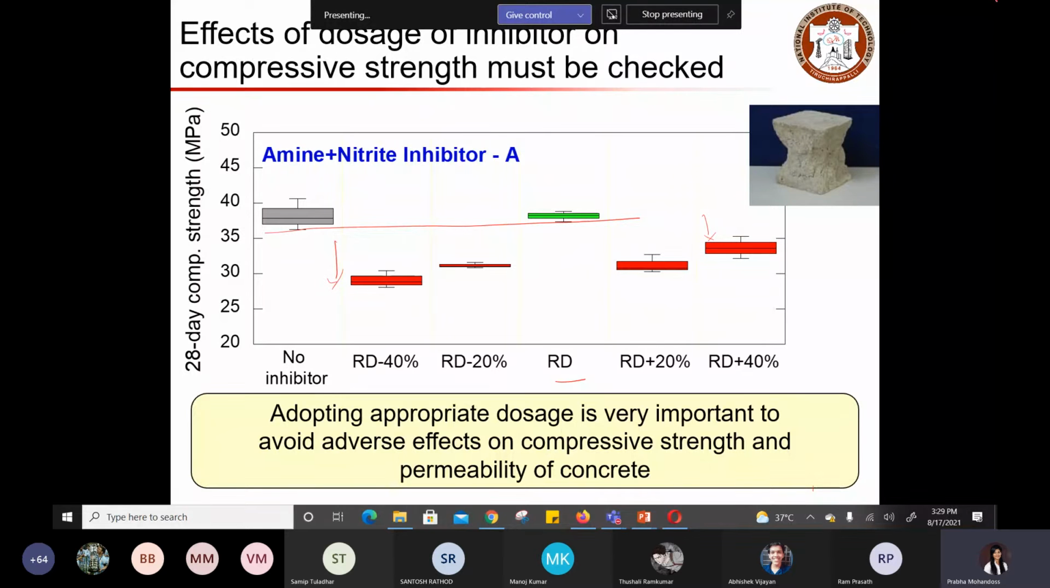If you are increasing the dosage or decreasing the dosage, that is going to have an effect on your compressive strength. Your compressive strength is going to get reduced, right? So appropriate dosage is very important to avoid adverse effects on compressive strength. If that is affected, then the permeability of the concrete structure will also be changed. So to meet the durability and strength requirements, you need to choose the appropriate dosage of corrosion inhibitor to be added in the concrete system.